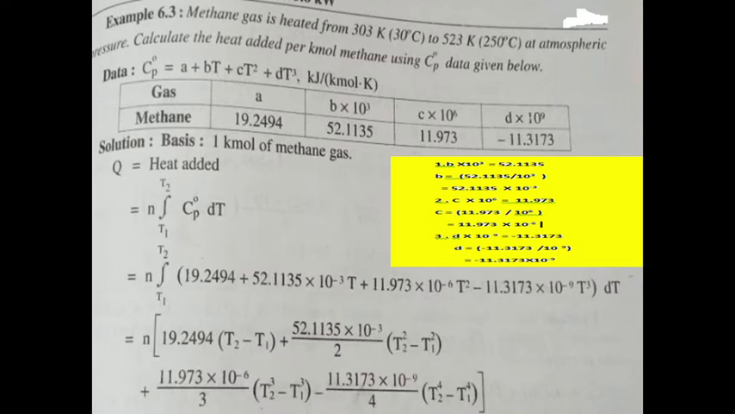The second term is plus 52.1135 into 10 to the power of minus 3 into T squared by 2, where T squared means T2 square minus T1 square. The third term is 11.973 into 10 to the power of minus 6 into T cube by 3, where T cube means T2 cube minus T1 cube. The last one is minus 11.3173 into 10 to the power of minus 9 into T power 4 by 4, where T power 4 means T2 power 4 minus T1 power 4.